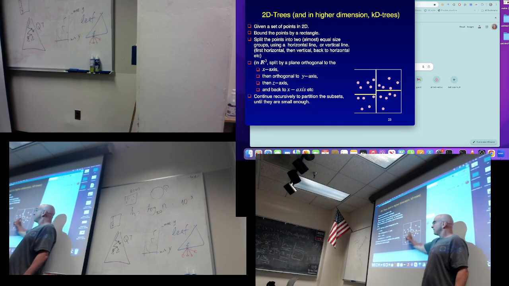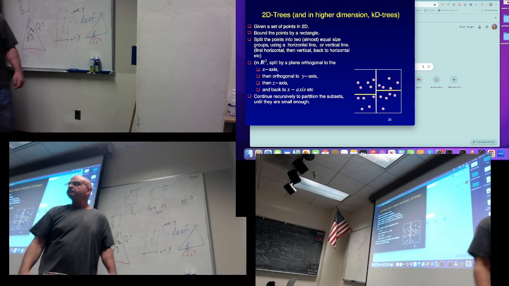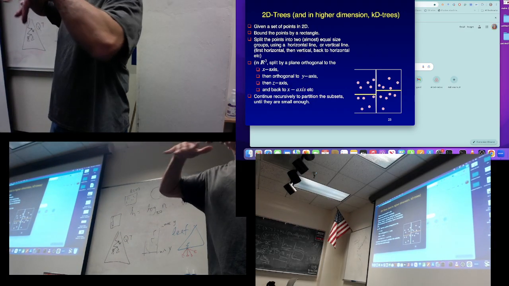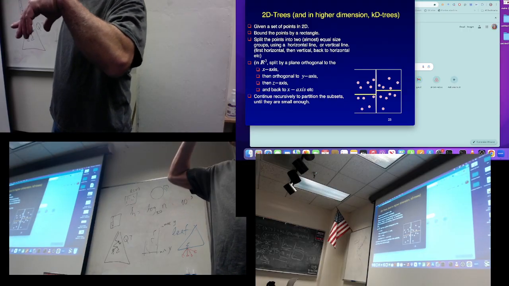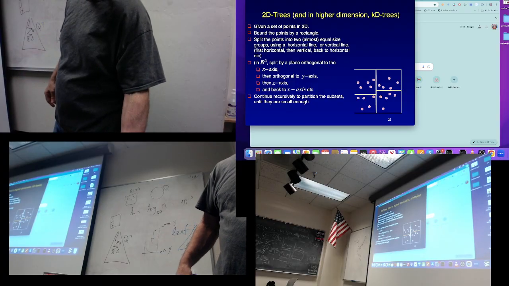So again, the first split was vertical, the second split is horizontal. If I live in 3 dimensions, then my next split would be based on Z. If I have only 2 dimensions, then I started with vertical, then horizontal, and now I'm back to vertical again.